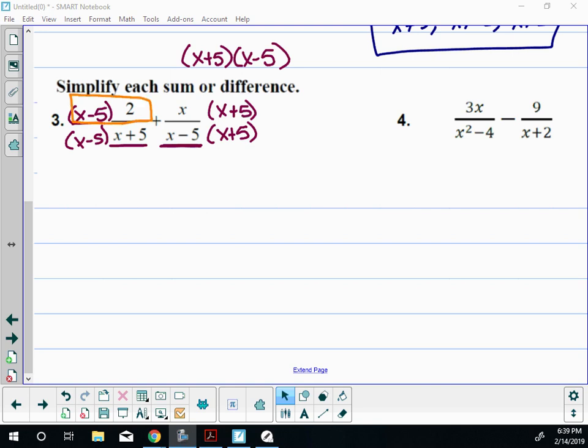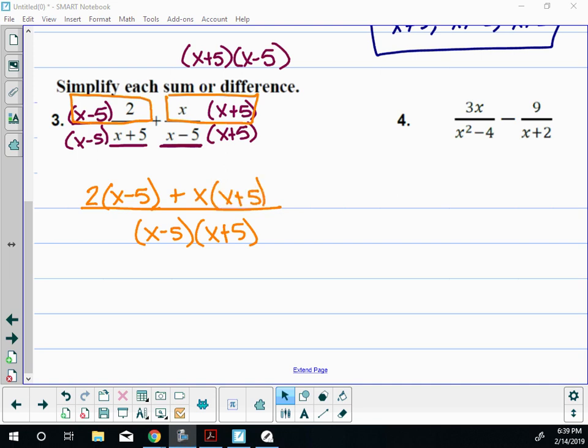So simplify the first fraction. We have 2 times x minus 5 over x minus 5, x plus 5, plus x times x plus 5.